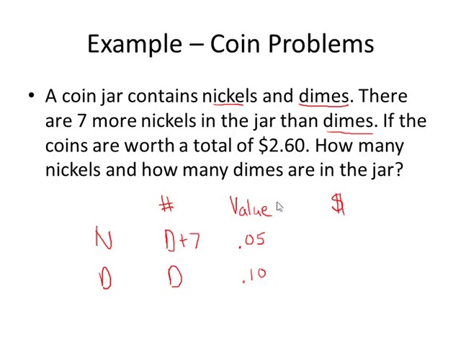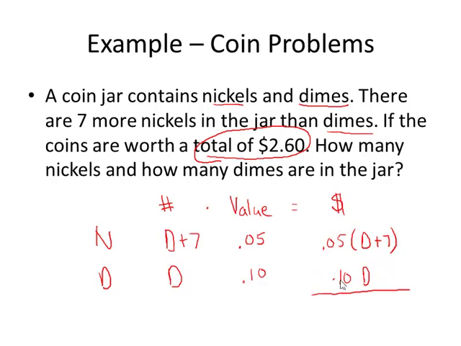And again, to figure out how much money I have in each coin, I multiply the number by the value to get the amount of money. So for nickels, that's going to be 0.05 times D plus 7. And for dimes, that's going to be 0.10 times D. Now here I know the total value is $2.60. So my equation is going to be the sum of the amount of money in nickels and the amount of money in dimes. That has to be the total. All right, let's set up that equation on the next page.